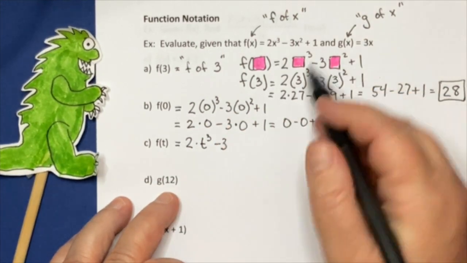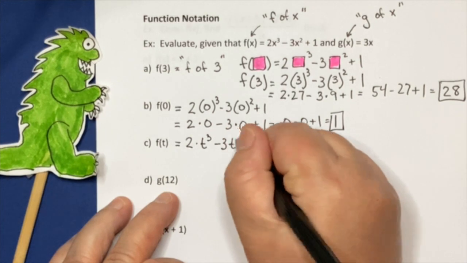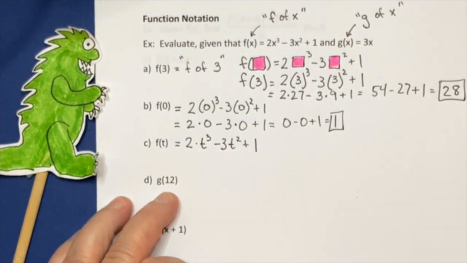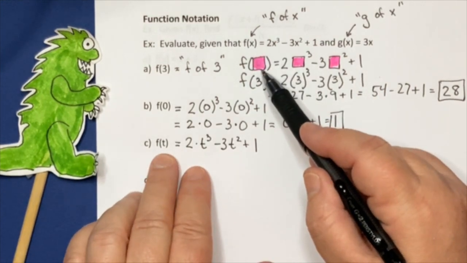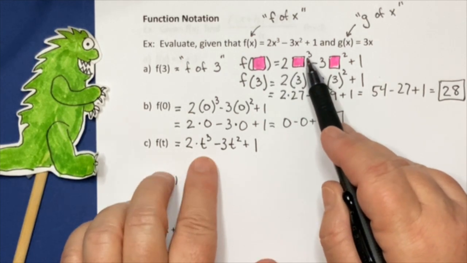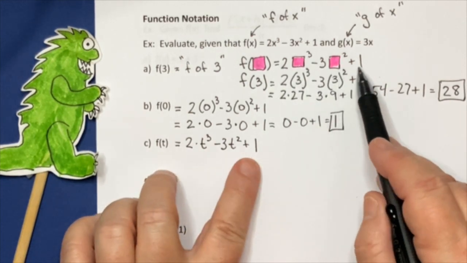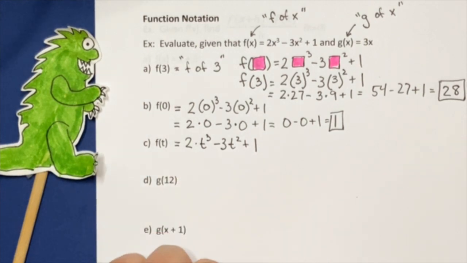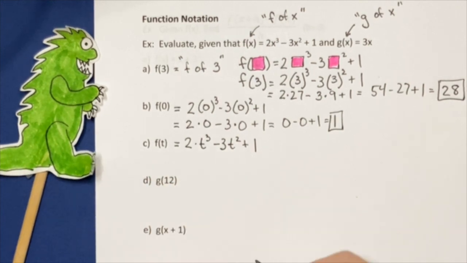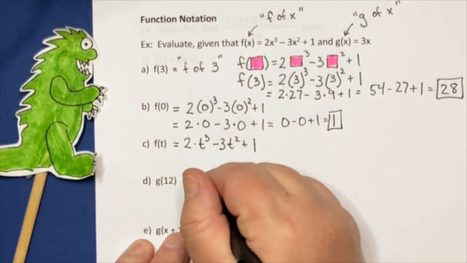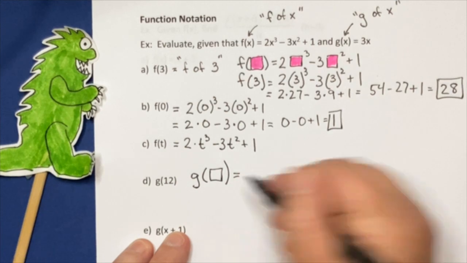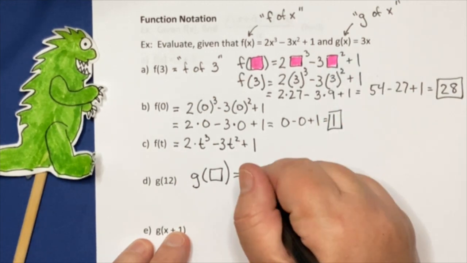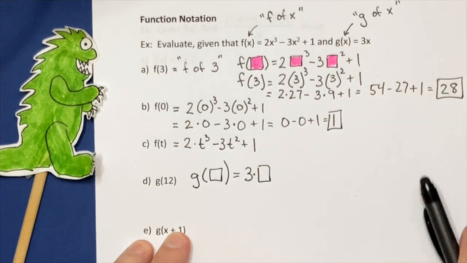Okay, let's move into G land. Now this is g of 12. And here's my g of x up there. I'm going to rewrite that as g of box. And I'm going to get another color for this. And this one's much simpler. G of x is just 3x. So g of box is 3 times the box. And let me use blue for this. There we go. So g of 12 is just 3 times 12. Whatever's in the parentheses is going to go right there, 3 times that, which in this case is 36.